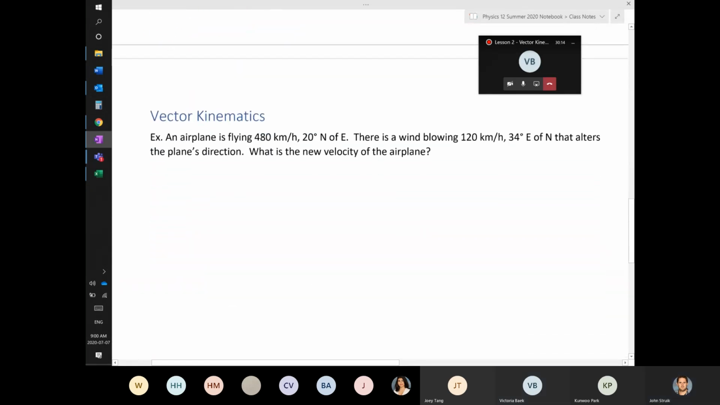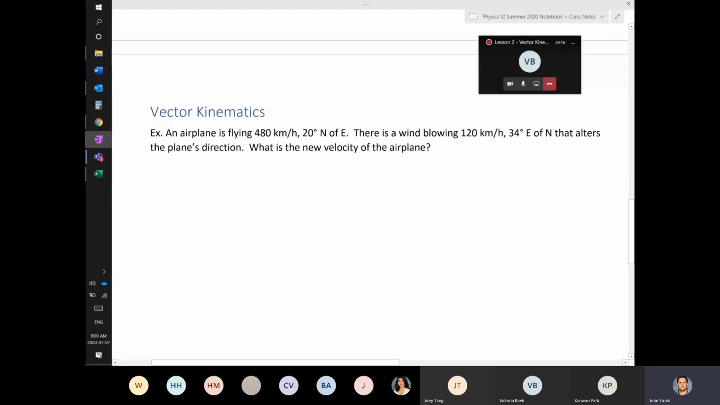Okay. An airplane is flying 480 kilometers an hour, 20 degrees north of east. There's a wind blowing. Was that supposed to be west? Let me think about this for a sec. East of north. Oh, whatever. What is the new velocity of the airplane?